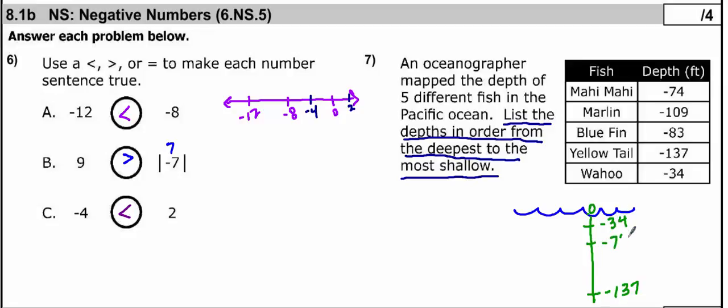So if we put the rest of them in a deep to shallow, they're going to look like this, negative 83. That's 83 feet below sea level. This is negative 109. And so listed from least to greatest, from deepest to most shallow, we would have negative 137, negative 109, negative 83, negative 74, and negative 34. Deepest to most shallow. All right.